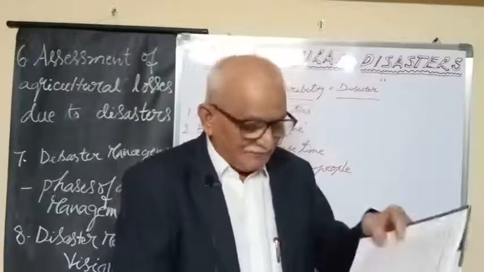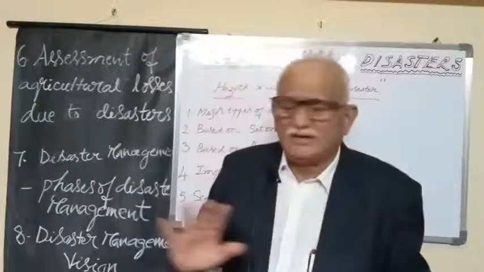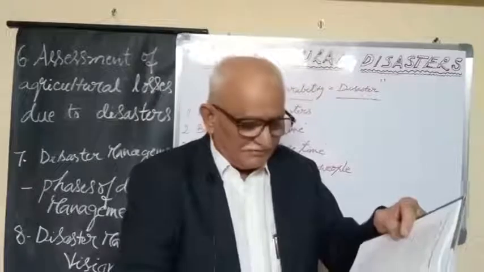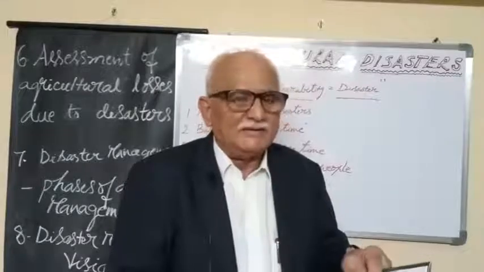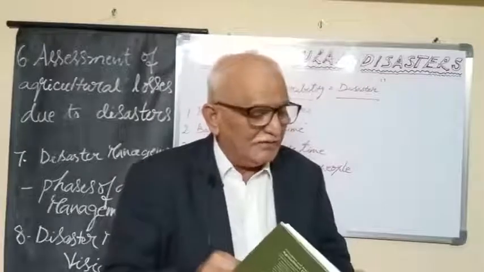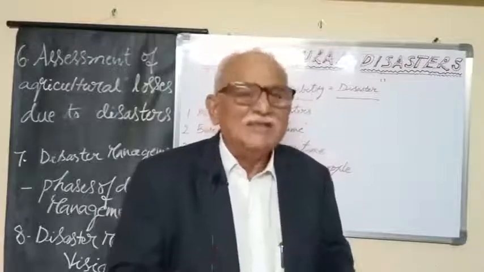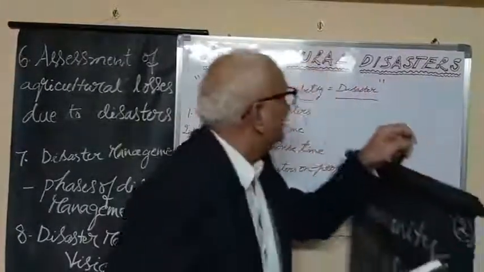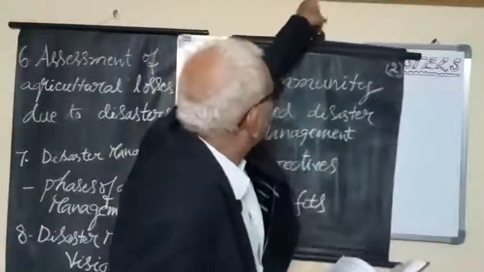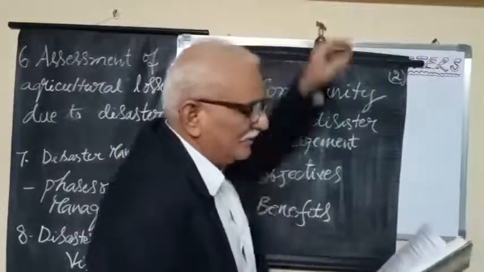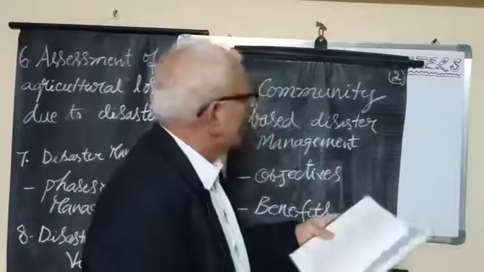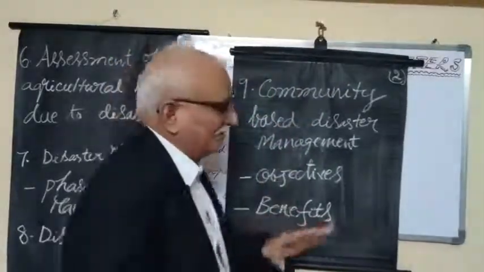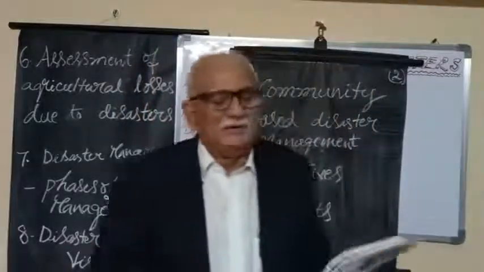So what are these three? Disaster management vision. An administrator who is dealing with the disaster should have three aspects for his vision: what is mitigation, what is preparedness, what is recovery. So from here we go to the last topic of our class, a very interesting one. What is community based disaster management? Community based disaster management, its objectives and benefits. With this we conclude our class.